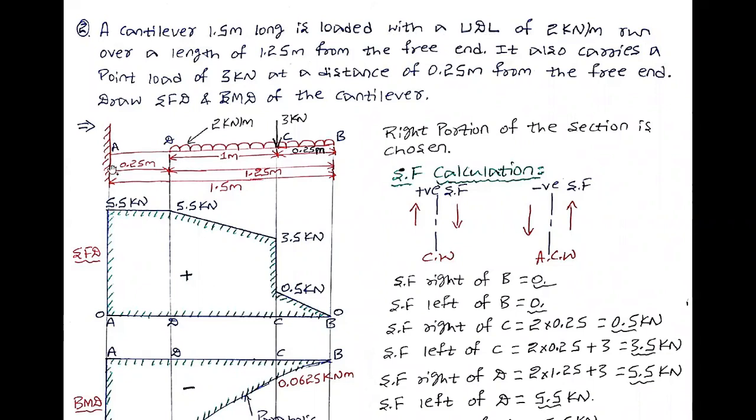In the problem, a cantilever is given whose length is 1.5 meter, loaded with a uniformly distributed load of 2 kilonewton per meter run over a length of 1.25 meter from the free end. It also carries a point load of 3 kilonewton at a distance of 0.25 meter from the free end. This is the free end.